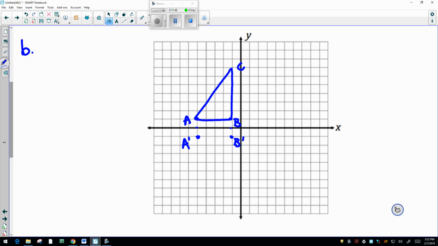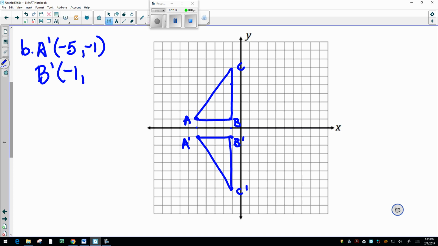Now for my C coordinate, I have to travel in 1, 2, 3, 4, 5, 6, 7. Means I have to travel out 1, 2, 3, 4, 5, 6, 7. And here's my C coordinate. Now if we were to take a look at the actual coordinates themselves and see what has changed. So if I look at A prime, I can now see A prime is at -5, -1. And B prime is at -1, -1. And our C prime turns out to be -1, -7.